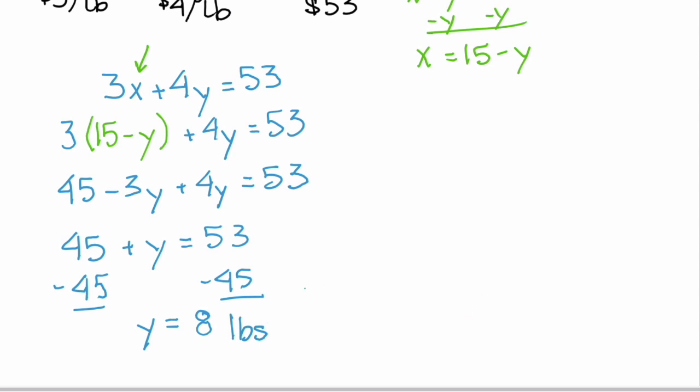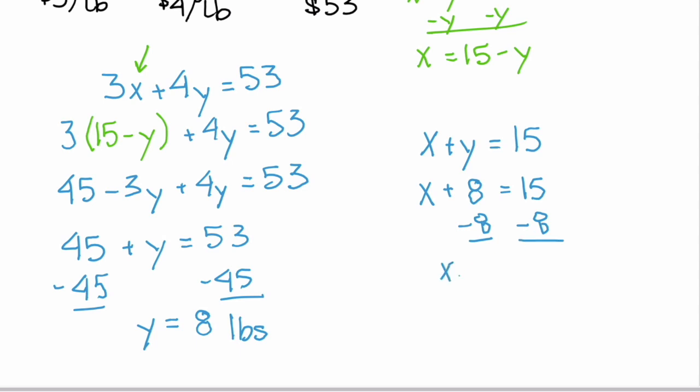Now that we know our y, we can go back to our very first equation. X plus y equals 15. Remember, we need 15 total pounds of coffee. So x plus 8 equals 15. Subtract the 8. And we know that x equals 7 pounds.